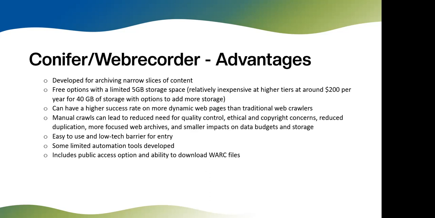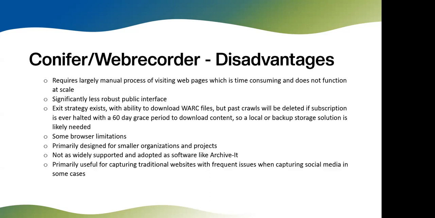It can have a higher success rate on more dynamic web pages due to its browser crawling features. The manual crawls can also lead to reduced need for quality control, concerns about ethics and copyright issues, reduced duplication, and smaller impacts on data budgets, because you're basically doing quality control as you go. It's very easy to use, with a low tech barrier for entry. There are some limited automation tools like we saw, although pretty limited. And it includes a public access option and the ability to download the work files, although smaller than Archivit.